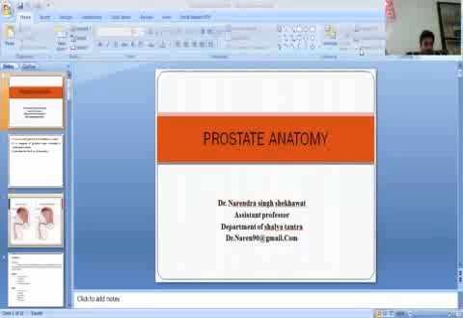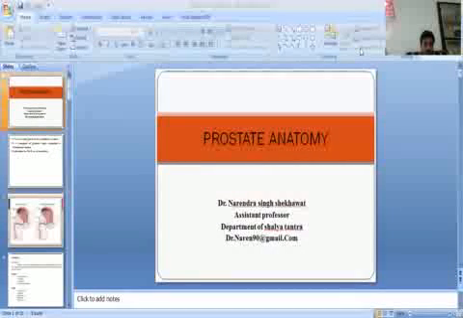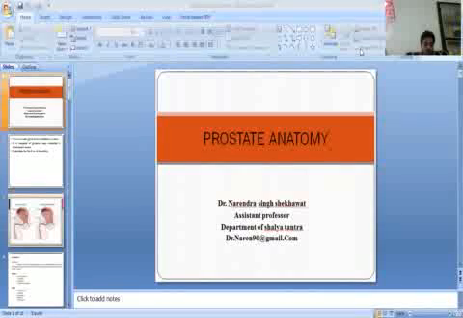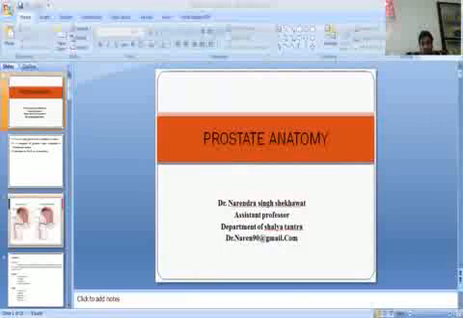In the previous class we discussed diseases of the kidney and ureter, then urinary bladder, then urethra. Now today we will discuss diseases of the prostate. We start with disease of prostate. Before that, we will discuss the anatomy of the prostate gland. So let's begin, students, with the anatomy of the prostate gland.